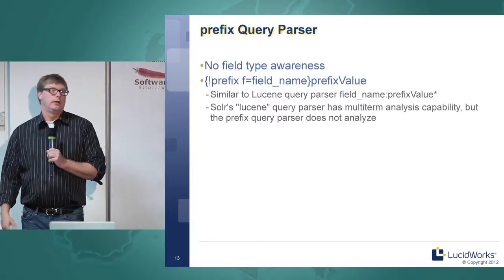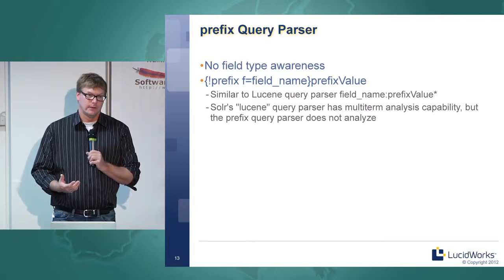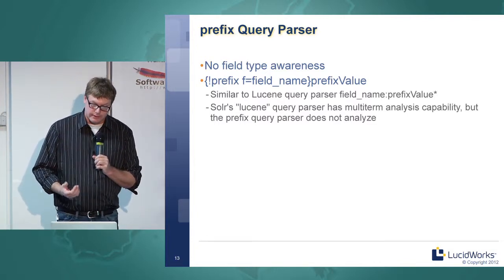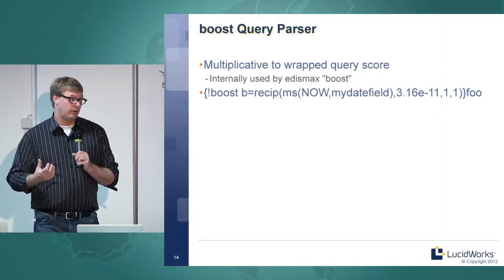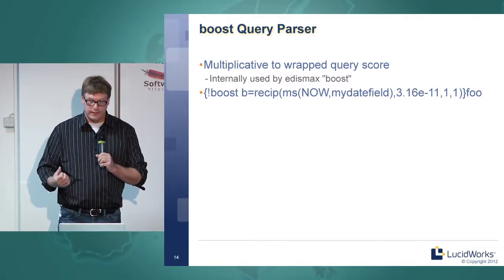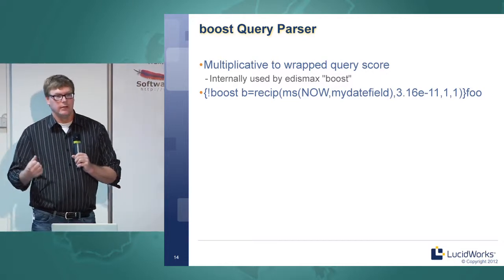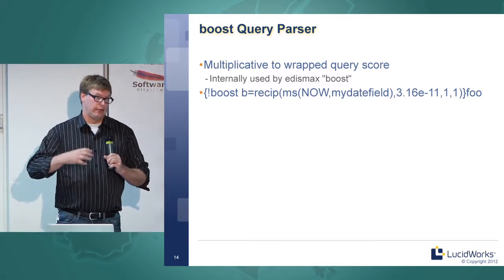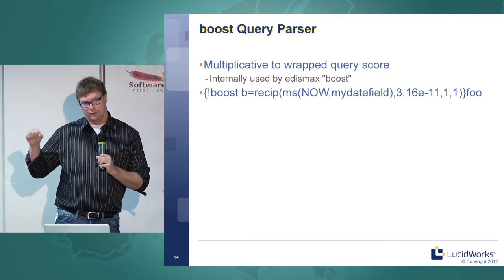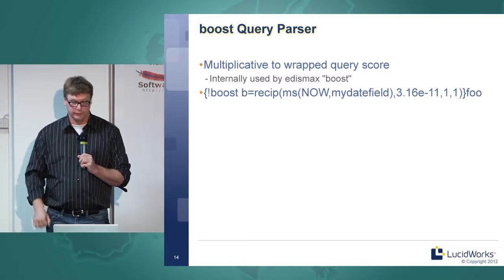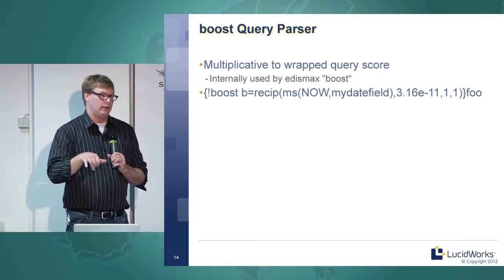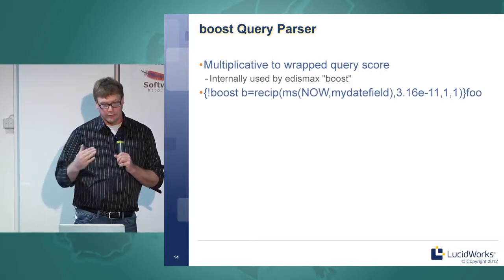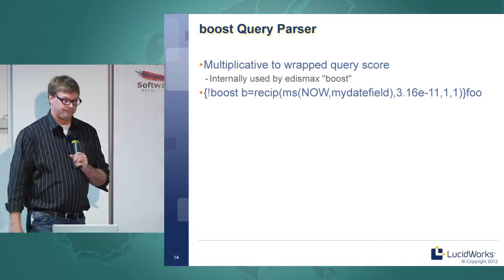There is a boost query parser. The boost query parser is what gets leveraged by the extended Dismax query parser when you use that boost parameter. It wraps another query and provides a multiplicative boost to the scores that the original query that you're wrapping produces. And so here's an example of doing date boosting, so more recent documents get boosted.